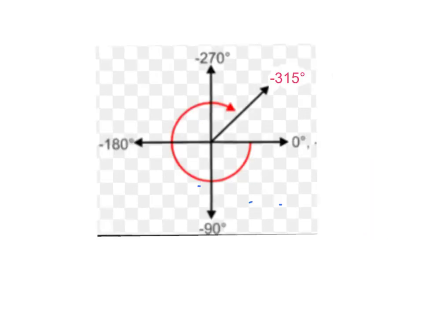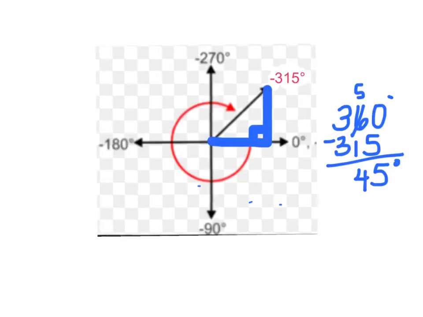Last one, you try this one. And the correct answer is 45. Draw your triangle to the x-axis, which is the 360 side of the x-axis. 360, take away 315 is 45. That is it.